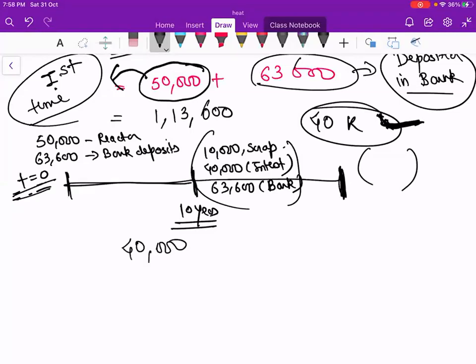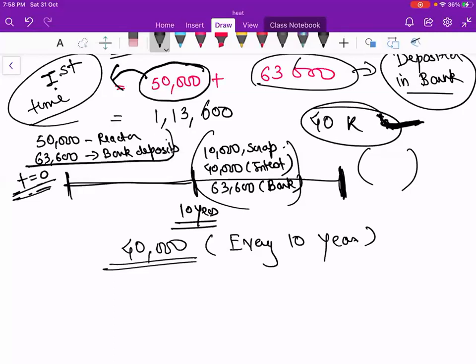You get that 40,000 rupees interest after every 10 years, which means the 63,600 will always be in the bank. When you shut down your plant, you can get back your 63,000 rupees. Once your plant has started, initially you need a huge amount of money, but after that you don't have to worry about how you will purchase the equipment after every 10 years, because in the chemical industry most of the reactors get damaged after every 8 to 10 years.